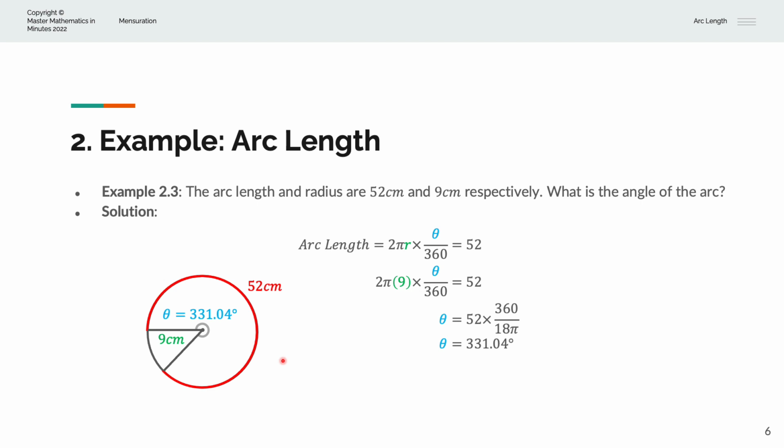So visually, we have a circle with a radius of 9 centimeters. And we're given the arc length is 52 centimeters in red. And we found theta as being equal to 331.04 degrees.